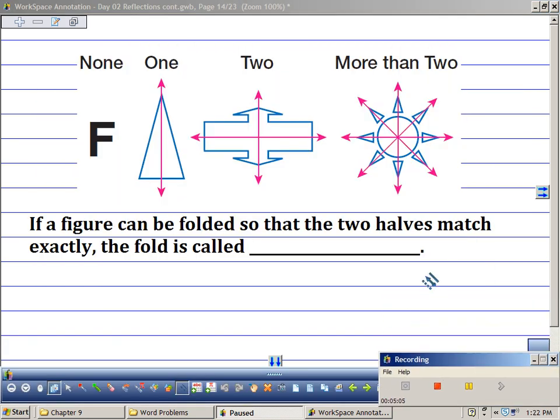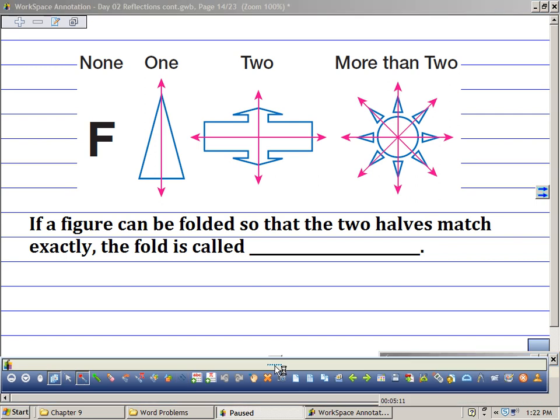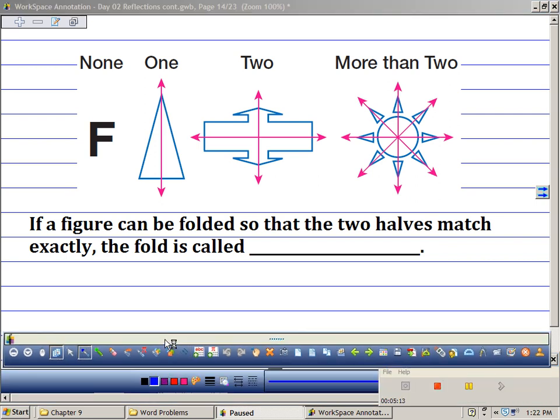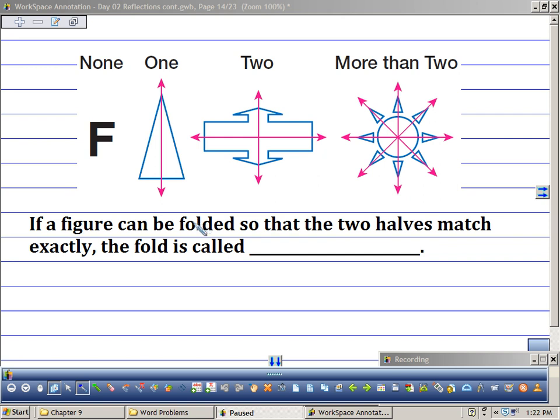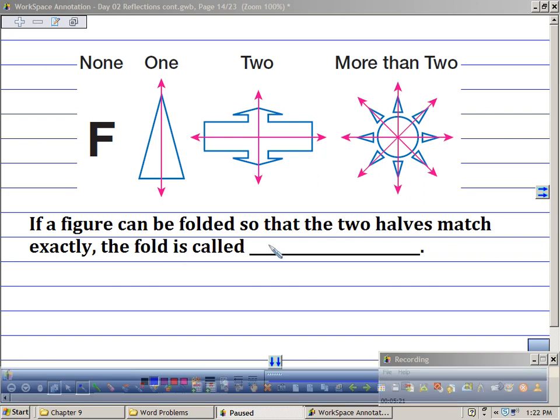All right, so the final thing we have to look at in this section is this. If a figure can be folded so that two halves match exactly, the fold is called what? A line of symmetry.